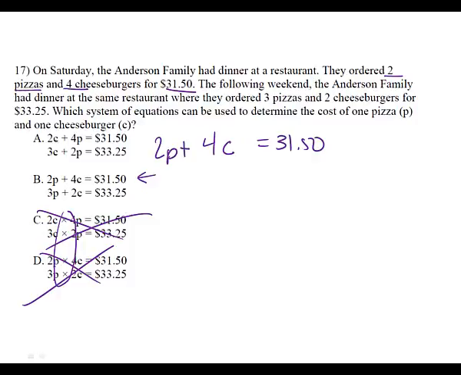So is that the right one? No. Look at this one right here. Did they do it right? Yeah. Okay, let's double check the second equation to be sure. 3 pizzas plus 2 cheeseburgers equals 33.25. Is this one correct now? Yes. Yeah. So some of them are going to be wrong, aren't they? That's the whole point. Okay. All right, that's where I'm going to stop.